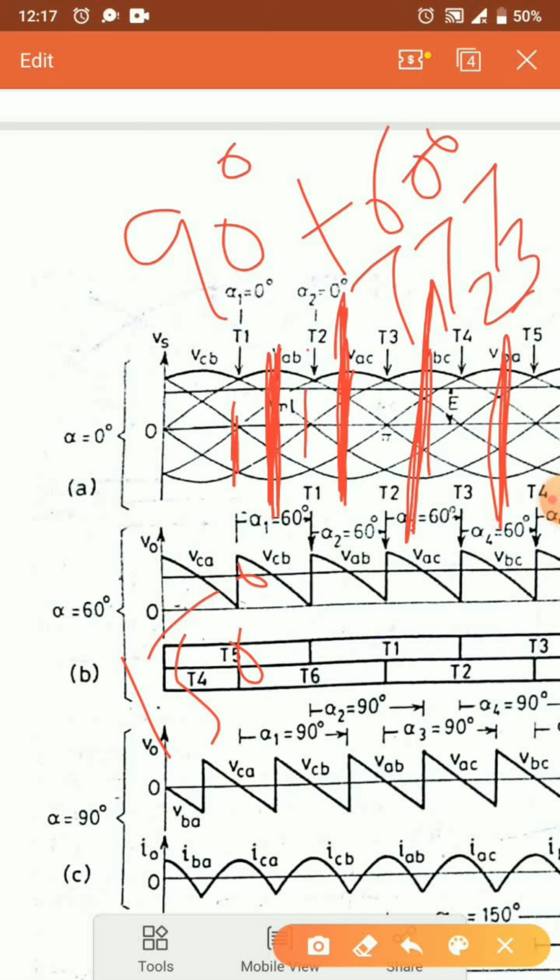As I have already said, when my thyristor T1 is turning on, it will follow VAB. So it is clearly evident that this is moving to the negative portion. Then T2.